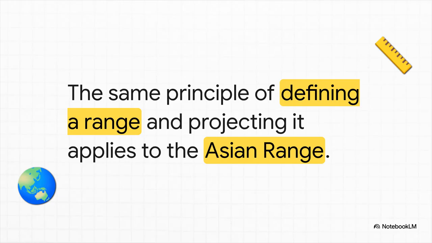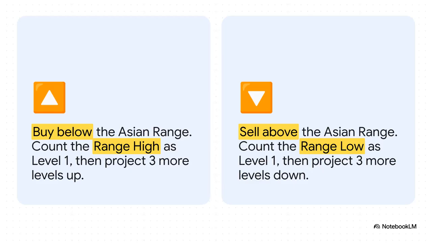All right, next up in the toolkit is the Asian range, and you'll see this works on the exact same principle as the CBDR. We're going to identify a specific range and then use that range to project out our 4 targets. The logic here is rock solid and consistent. For a buy setup, you're looking for an entry below the Asian range. When price punches up through the high of that range, you count that as level 1, and then you project 3 more levels up from there. For a sell setup, it's the mirror image. You want to get in above the Asian range. When price breaks the low, that's your level 1, and you project 3 more levels down.